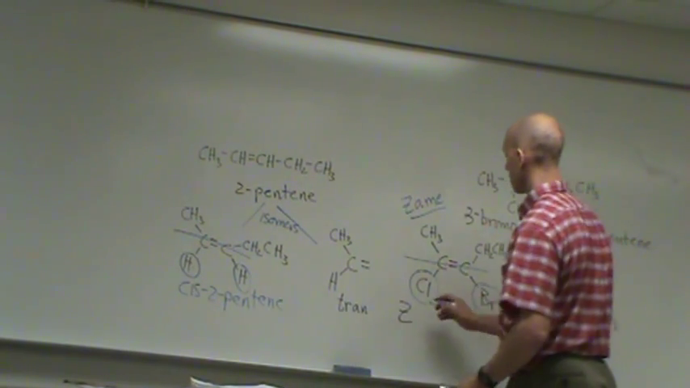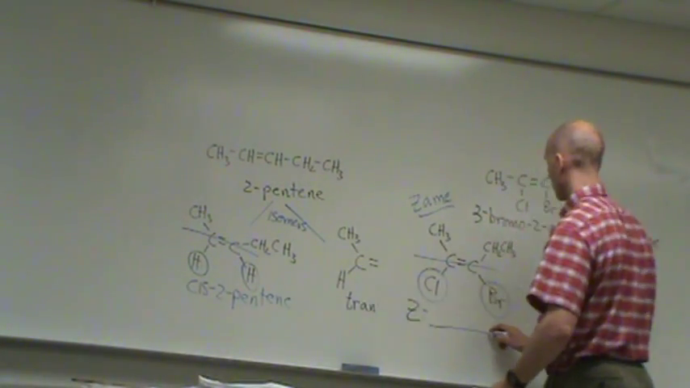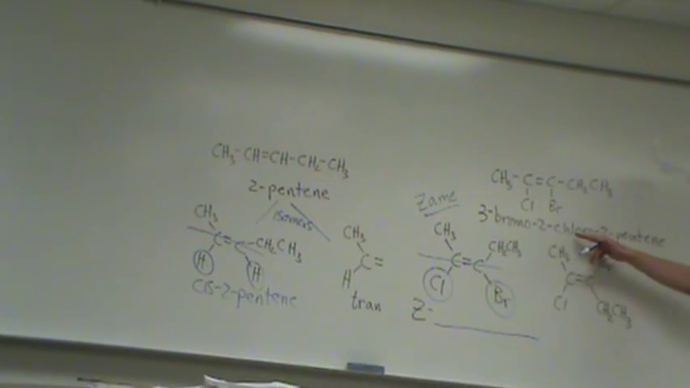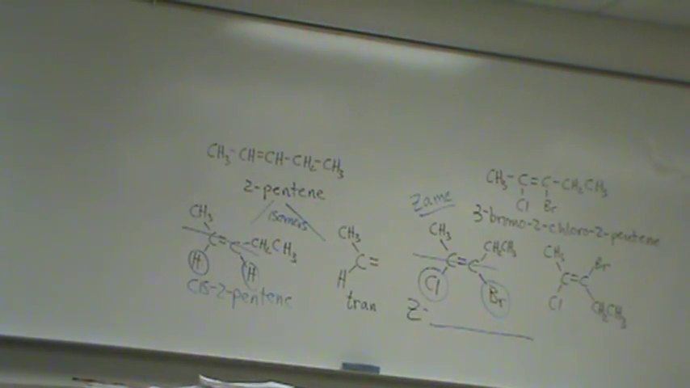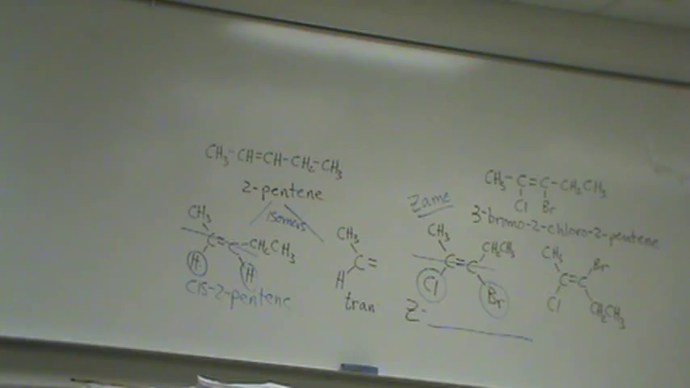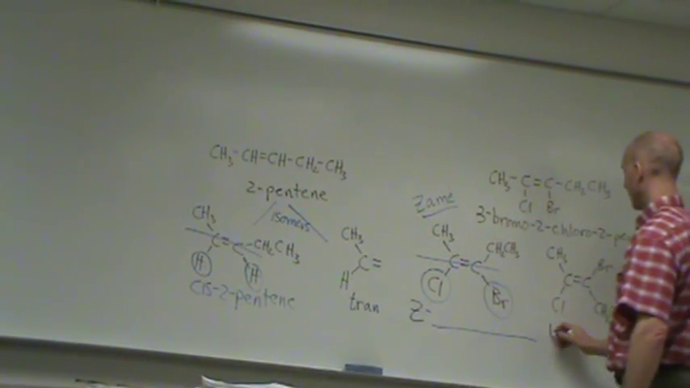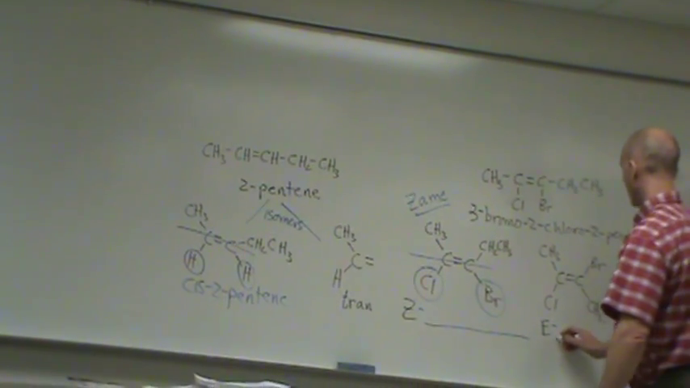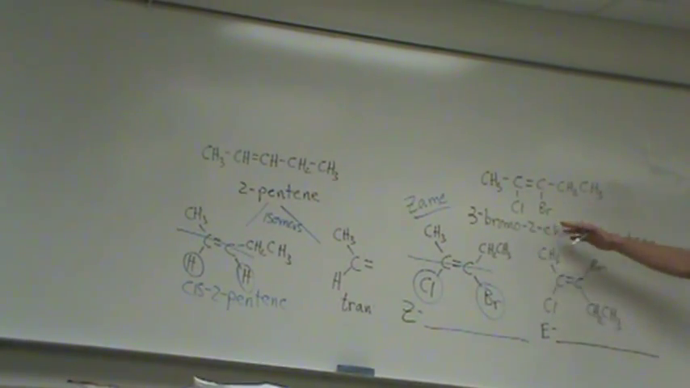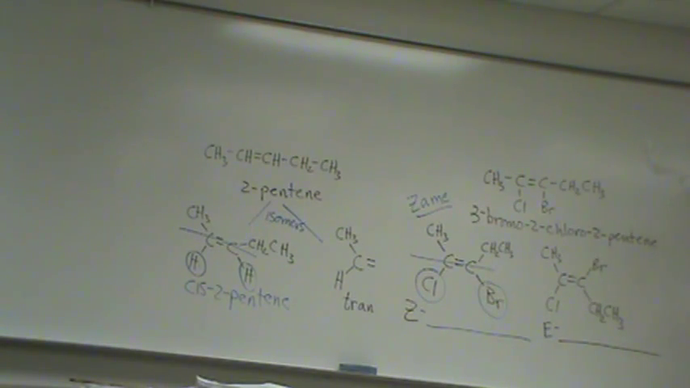So this is called the Z isomer. So this would be called Z-3-bromo-2-chloro-2-pentene. And this is called E-3-bromo-2-chloro-2-pentene.